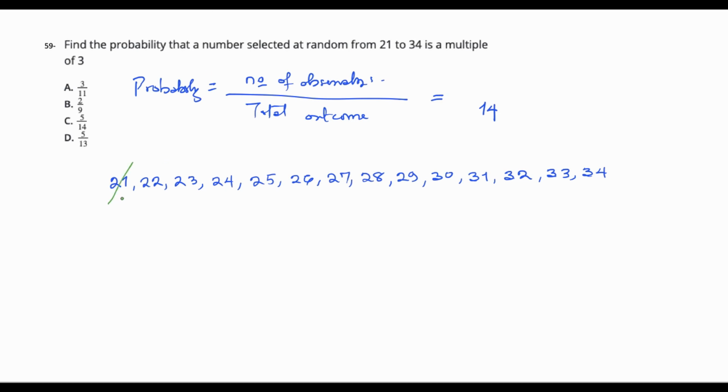We have 21 as a multiple of 3. We have 24 as a multiple of 3. We have 27 as a multiple of 3. We have 30 as a multiple of 3. And we have 33 as a multiple of 3. So how many observations do we have? We have 1, 2, 3, 4, 5. So here, the number of observations is 5. So our probability is 5 over 14, and the answer here is C.